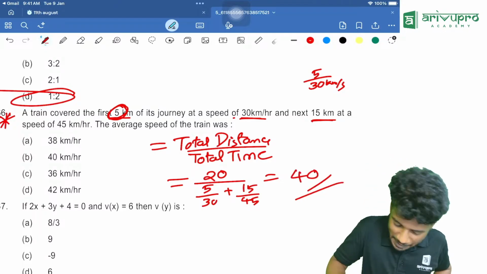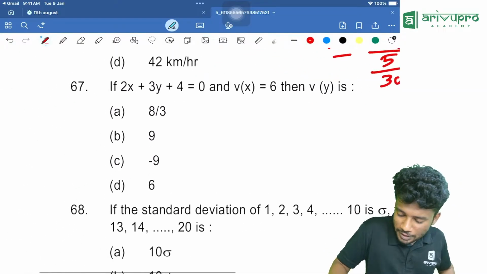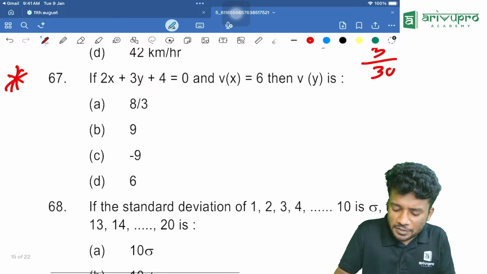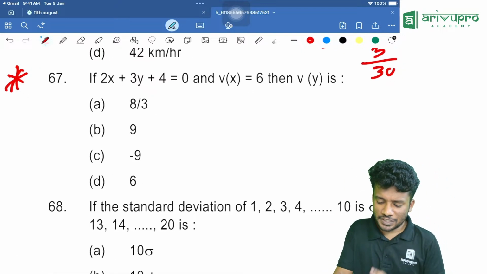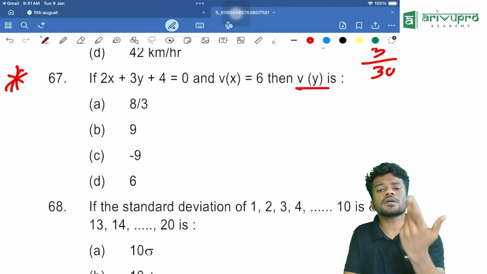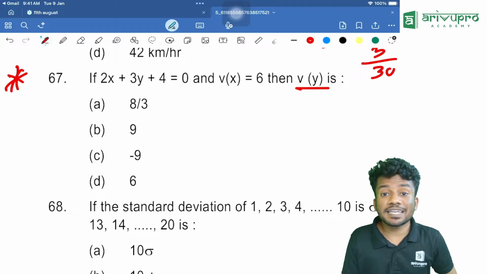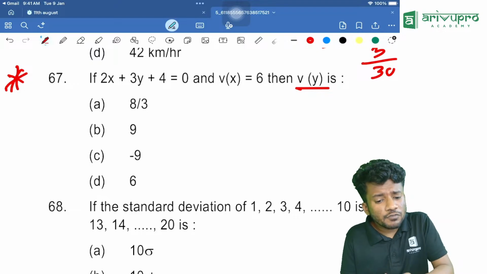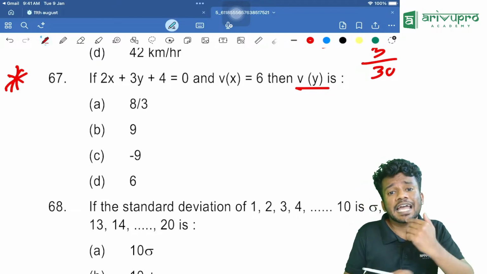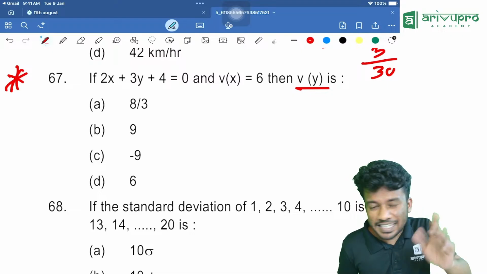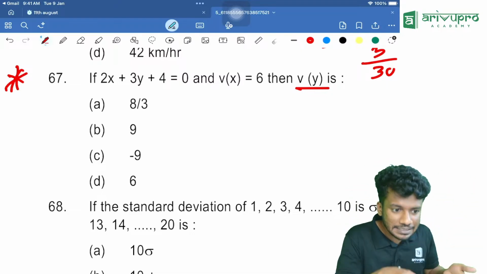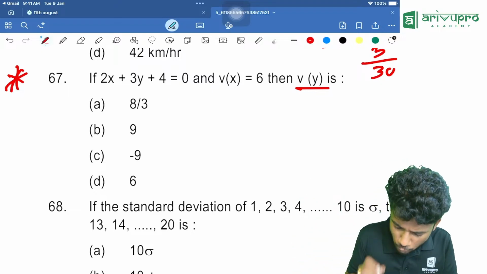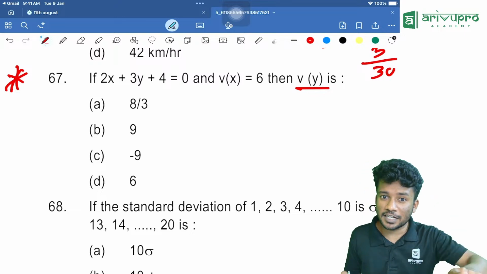Direct. Yes. Next one, one of the most important things. Now look here. If 2x plus 3y plus 4 is equal to 0, V of x is equal to 6, then V of y is how much is the question. Whenever a linear formula is given, can we find variance directly? We cannot find variance directly. We need to find standard deviation, then take the square and find the variance. That is the method for us. I told you the method. If you haven't seen the marathon, check the marathon.